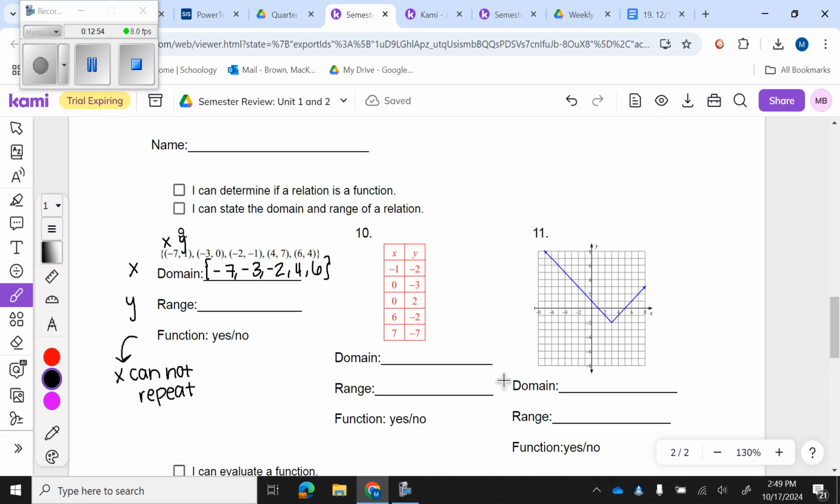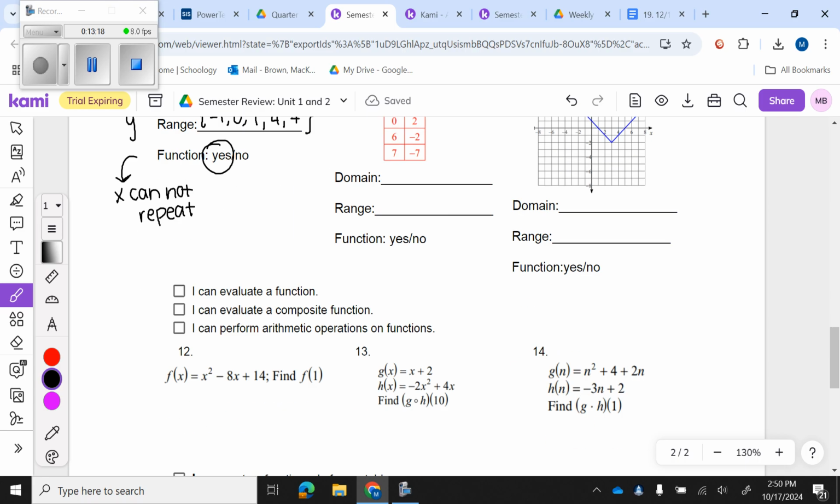When I list my range, that's going to be all my y's. My smallest y is a negative 1. Then I've got 0, 1, 4, 7. There you go. There's my domain and my range, and now I have to know if it's a function. Well, none of these x's repeated, so yes, this is a function.